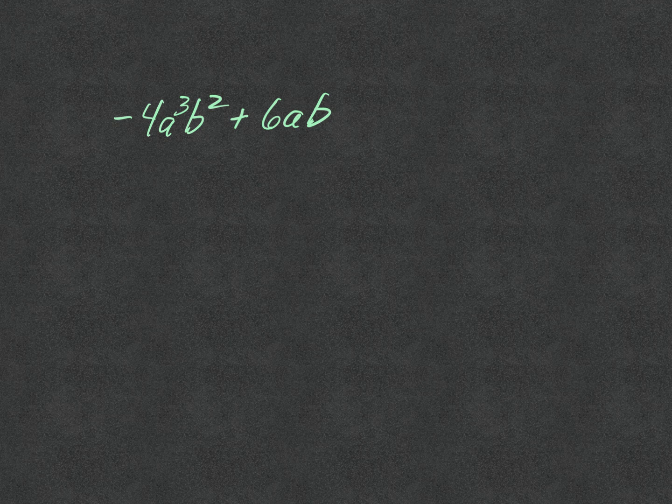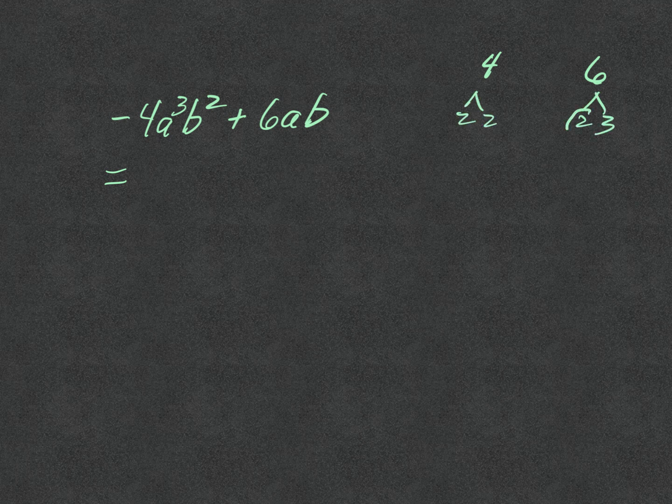Okay, we're back. Let's do this. So what I'm doing is I'm looking what's in common. And so I look at the negative 4 and the 6, and I realize 4 is 2 times 2. And so let's put my scratch paper over here, 4 and 6. So 4 is 2 times 2, and 6 is 2 times 3. So what's in common? It's the 2. All right?